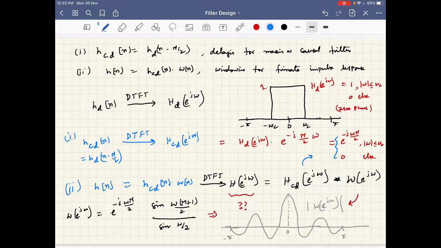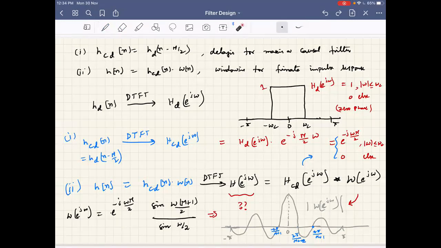I will not mark the exact things now, but you can see from this expression where the zero crossings are. Where it first crosses 0 is pi, so omega times (M plus 1) by 2 is pi, which gives omega equal to 2 pi by (M plus 1). And this is minus 2 pi by (M plus 1), and this location is 4 pi by (M plus 1). That's how the locations of the zero crossings will be.